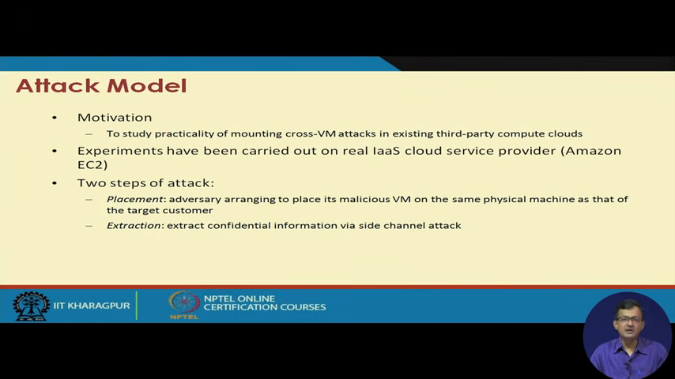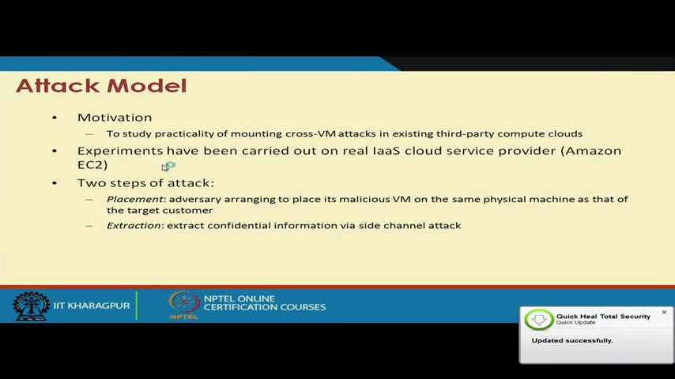So, there are two steps, and these two steps are irrespective of whether it is a cloud or a network or anything. One is placement: the adversary arranging to place the malicious VM on the same physical machine as that of the target customer. This is important. If I want to do some sort of cross attack, the first thing I have to do is see whether I can physically place my VM in the same physical machine or server space where the victim's machine is. Secondly, there is extraction. Once I am placed, I extract confidential information by side channel attack. So, these are the two types of steps.